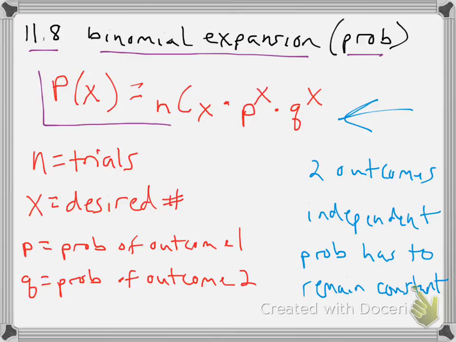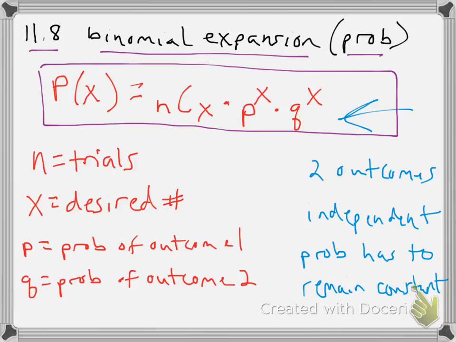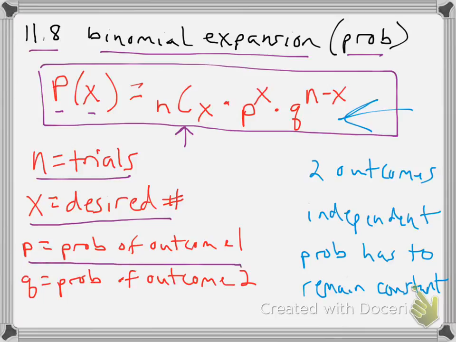Now, this is the general formula you need to know. The probability of any X event happening is the number of total combinations that could happen times the probability of outcome 1 to the x power, and really this is supposed to be the probability of outcome 2 to the n minus x. Sorry, I had that written down wrong. And so here's what all this means. N is the number of trials, x is the desired number, P is the probability of outcome 1, and Q is the probability of outcome 2.